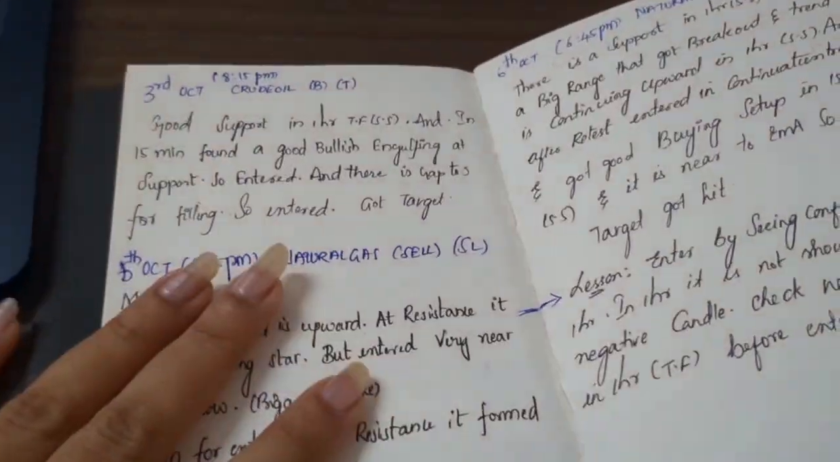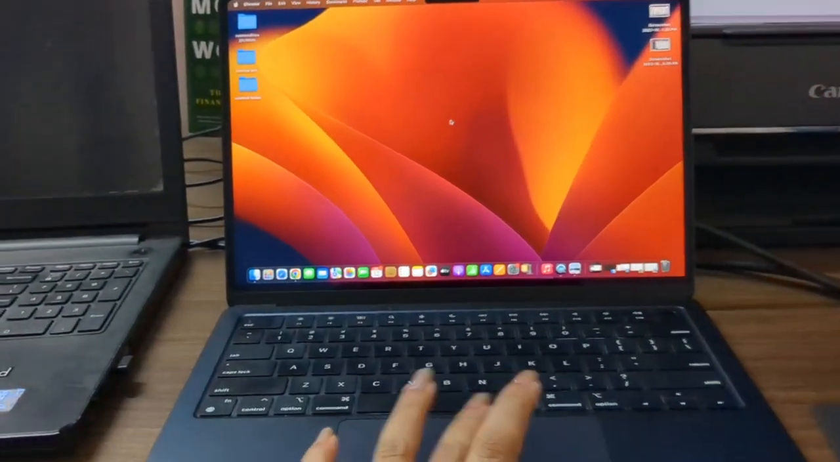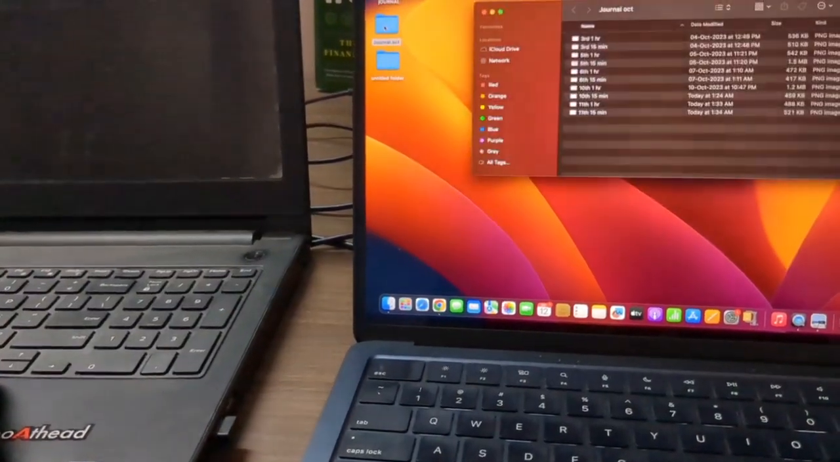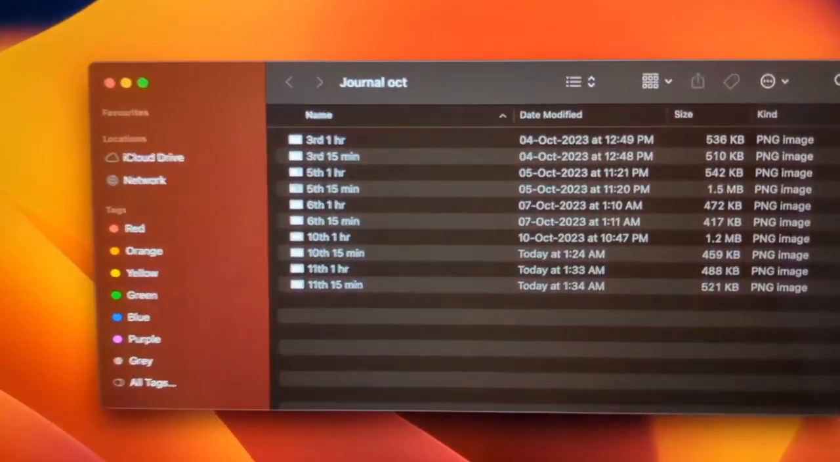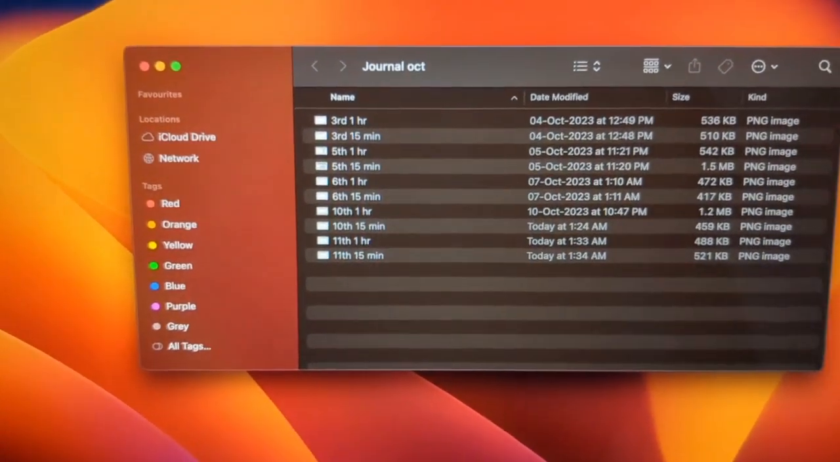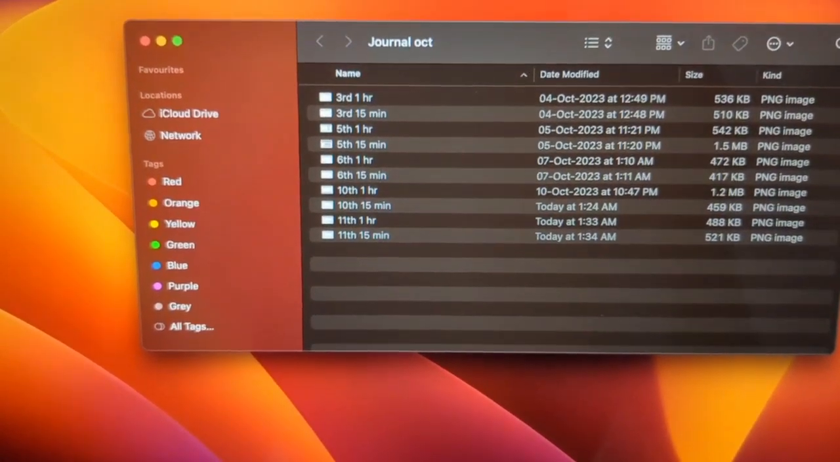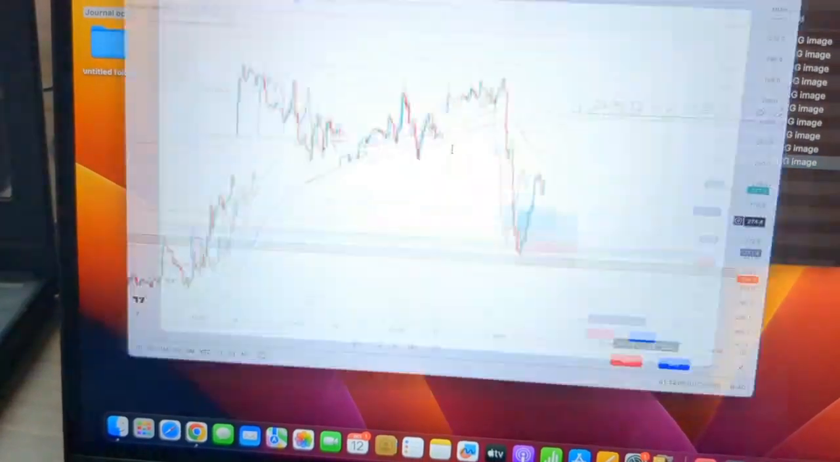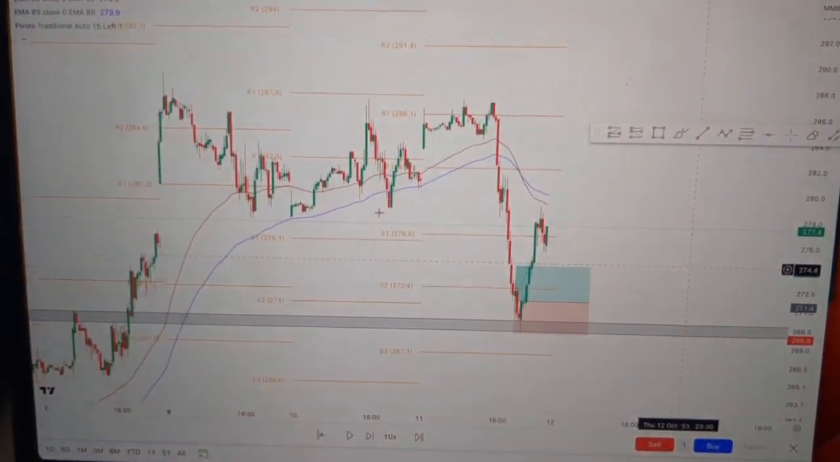And not only this, I have even added something extra. I used to take screenshots of every trade. I generally go for intraday, so I generally prefer 1 hour and 15 minute time frames. So I'll take the screenshots of each trade like this.